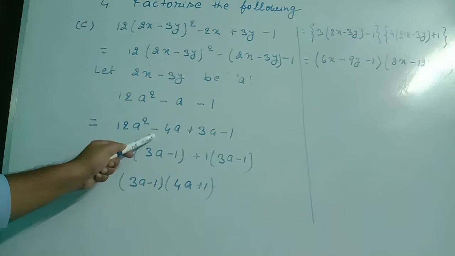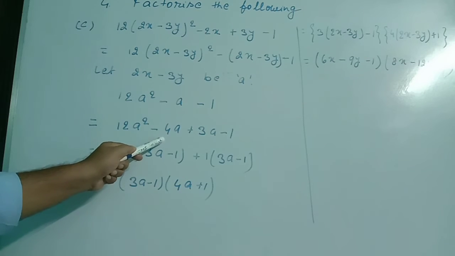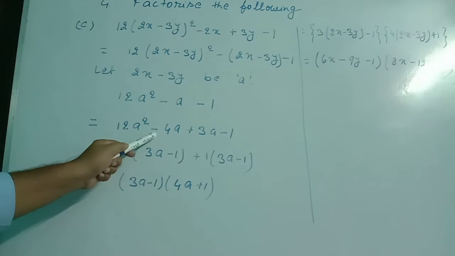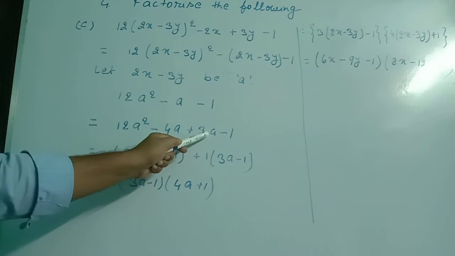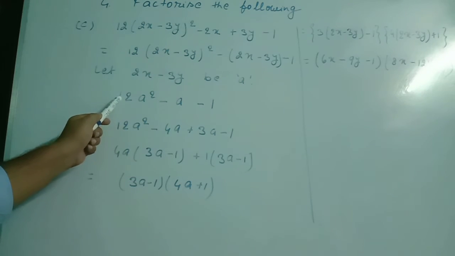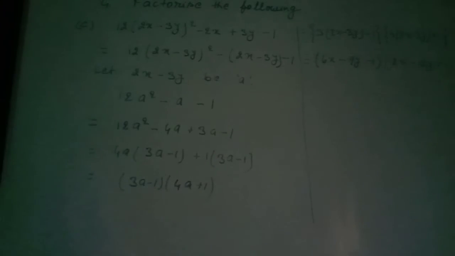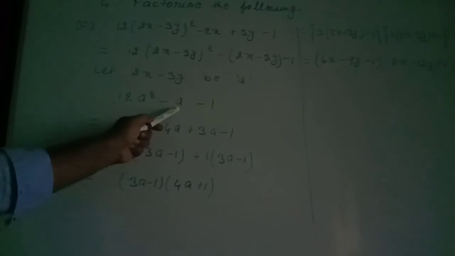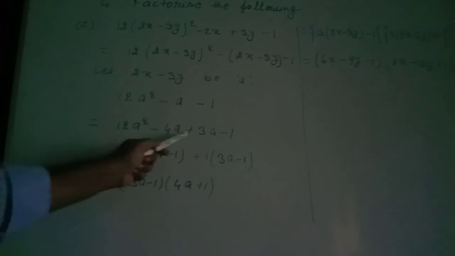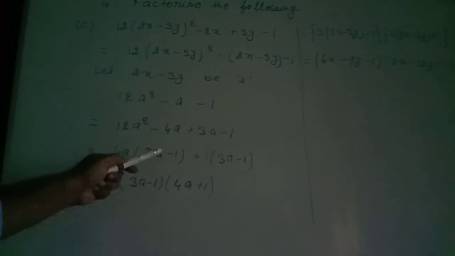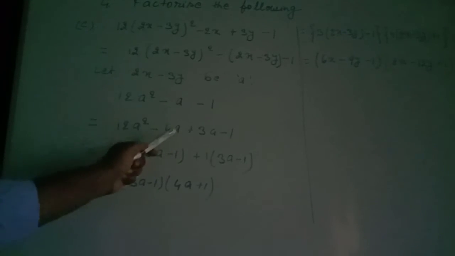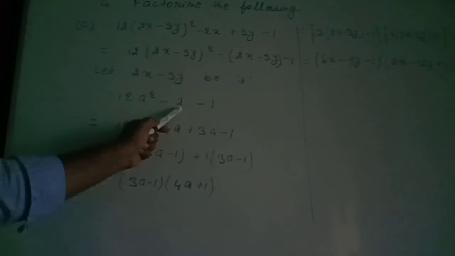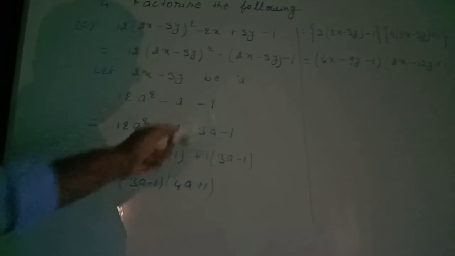Now I factorized it following the splitting of the middle term. 12a square minus 4a plus 3a, because the product is 12 into 1, 12. So we have to split, as the product of these two coefficients should be equal to 12, and the simplification should be equal to minus 1. So minus 4 plus 3a equals minus 1, and 4 threes are 12.